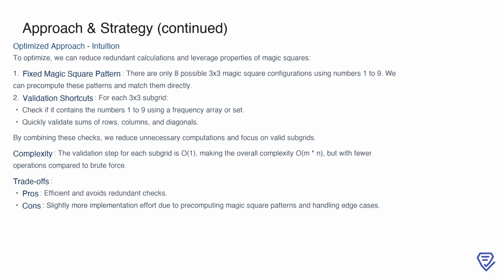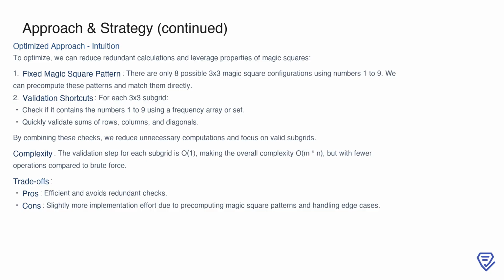To improve efficiency, an optimized approach can be used. This method reduces redundant computations by taking advantage of the fixed properties of magic squares. Specifically, there are only 8 possible 3 by 3 magic square patterns using the numbers 1 to 9, and we can pre-compute these configurations upfront.